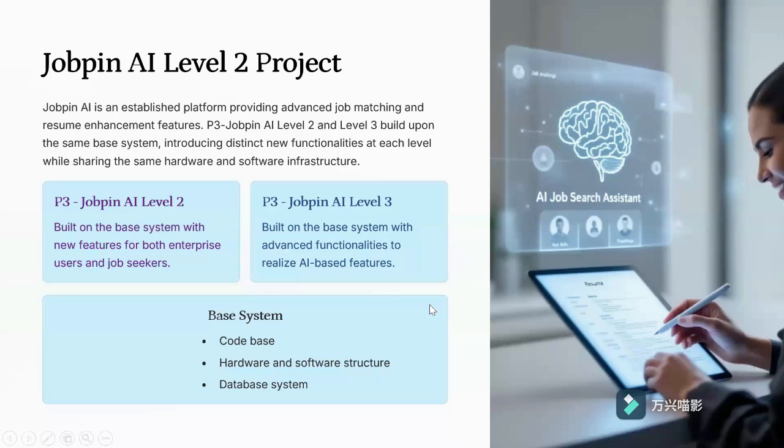Well, what does the Jobpin AI Level 2 mean? Jobpin AI already has a solid foundation. For Level 2 and Level 3, we are building new features on top of the existing system, using the same database, code base, hardware, and software infrastructure.